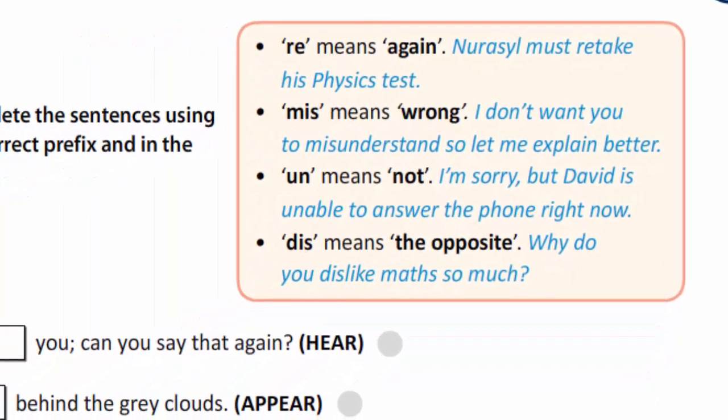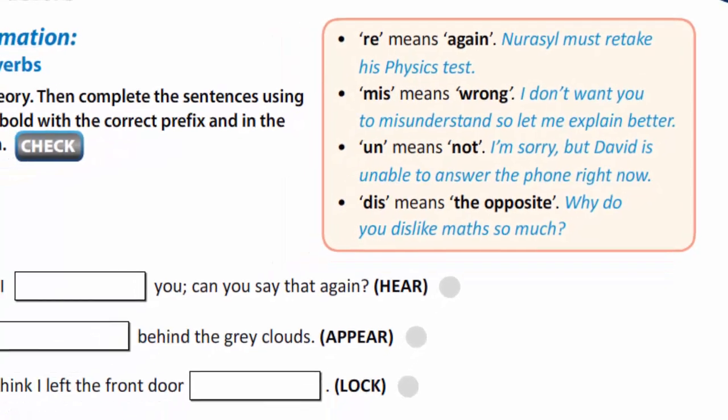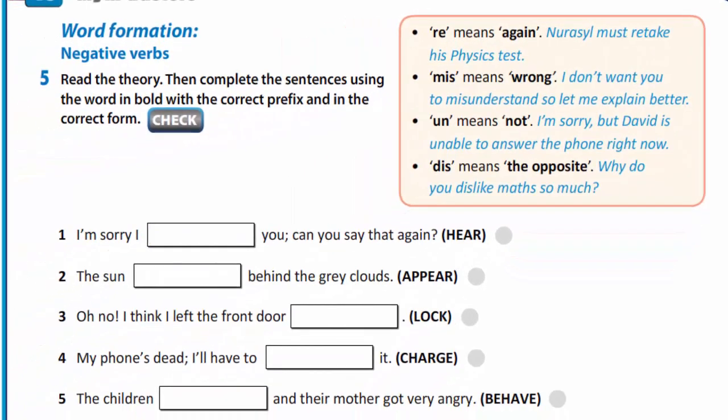Now you are to read the sentences and complete them with the verbs with the correct prefix and in the correct form. For example, in the first sentence, I'm sorry I misheard you. Can you say that again? You are to pay attention to the tense. It's past simple. Finish this exercise in your copybooks.